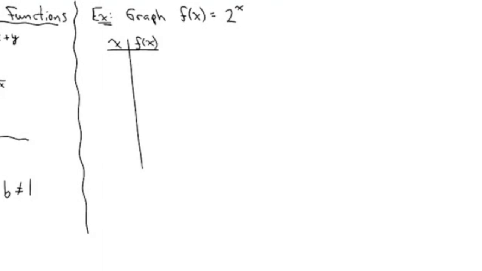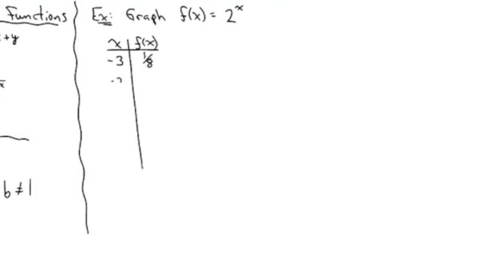What values should we pick? Definitely negatives. You want to start in the negative land. So you start with something like negative 3. So what's 2 to the negative 3? 1 over 8. Anything raised to a negative exponent is a fraction.